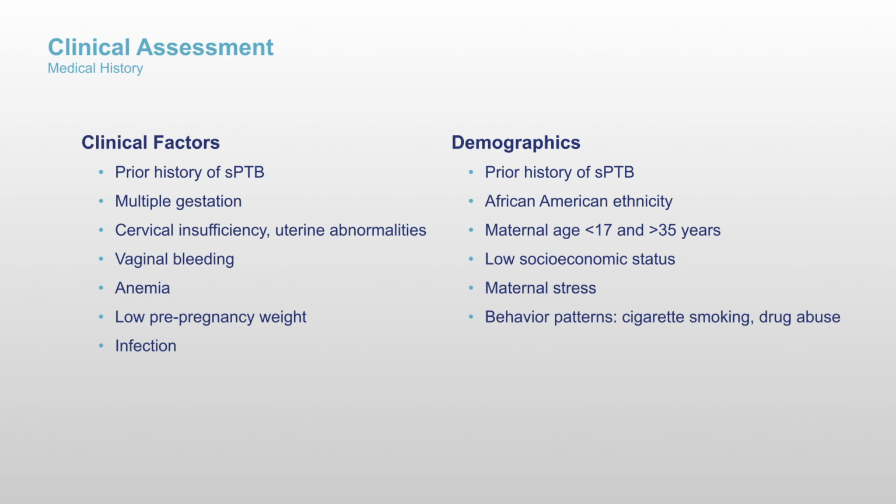As I told you before, that prior history of spontaneous preterm birth is incredibly important. If a patient has twins or triplets, we know those patients are at a markedly higher risk of preterm birth. If they have a history of cervical insufficiency, first trimester or second trimester vaginal bleeding, all of these things add up as risk factors for that particular patient, and we need to take all of that into our mind to make a clinical assessment.